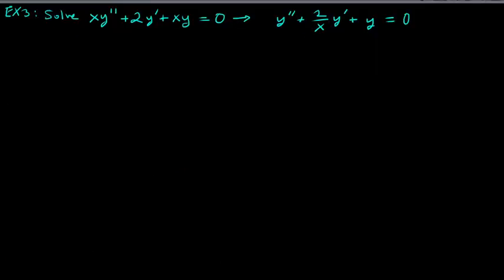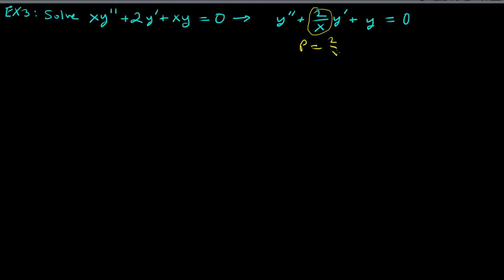Okay, so let's actually try to solve this equation here, xy double prime plus 2y prime plus xy equals 0. So definitely not Cauchy-Euler, and definitely nothing we've dealt with so far. And so remember, first put it in normal form. In normal form, this is y double prime plus 2 over x y prime plus y equals 0. So we just divided both sides by x. And so you can see that in this form, your capital P is 2 over x, which is not analytic at x equals 0.